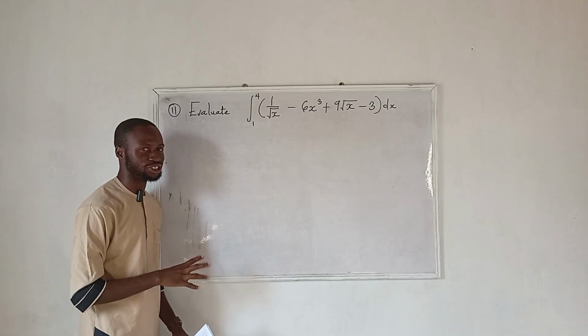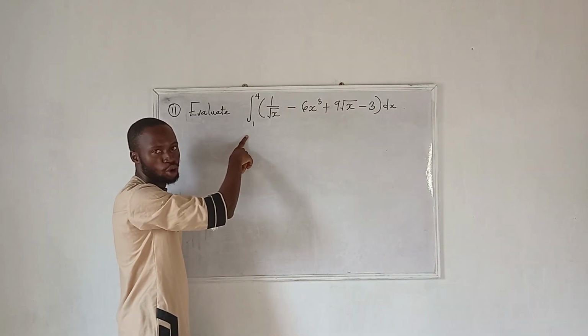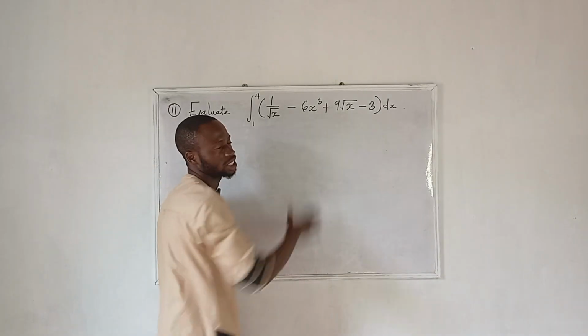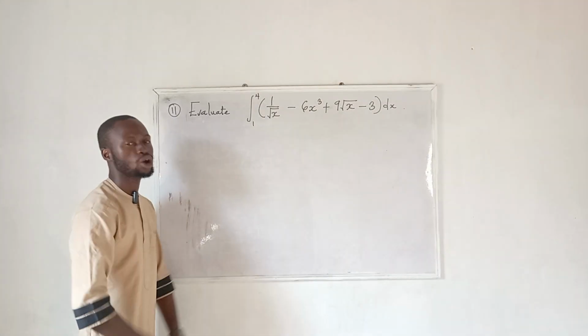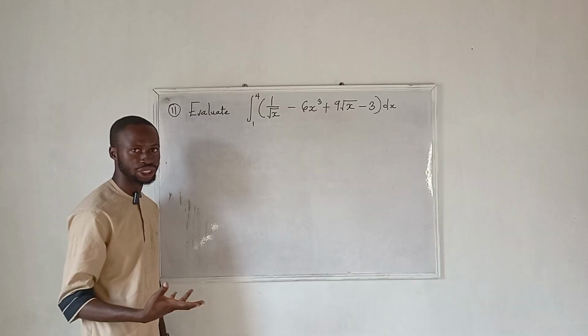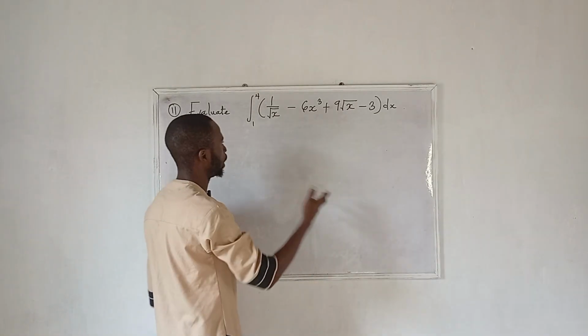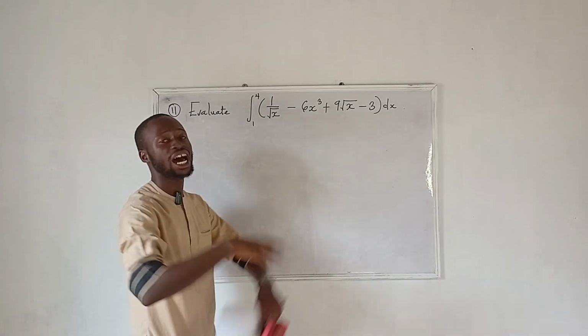For our first question, we are asked to evaluate the integral with upper and lower limits 4 and 1 of this particular expression here. So how do we go about it? The first thing that should come to your mind is that before we integrate, we have to first simplify the variable x here, so that you can have a power.